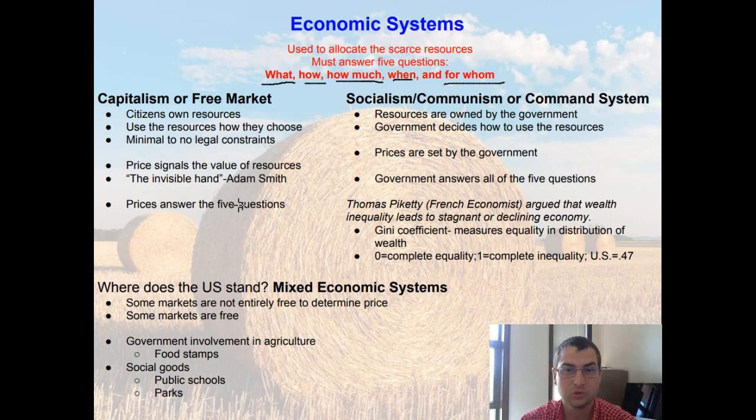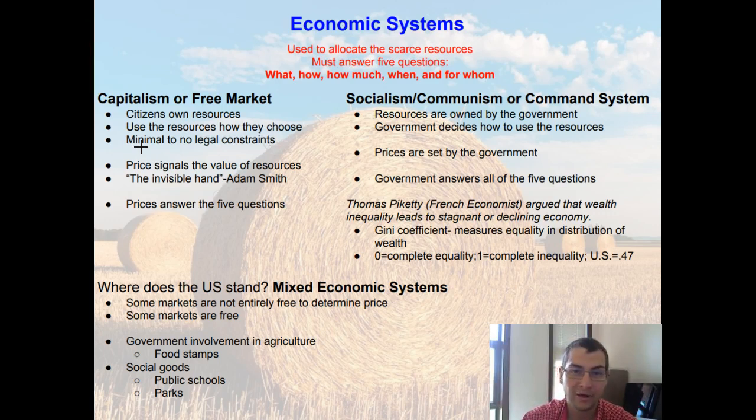Now we're going to talk about 2 different economic systems that are on opposite ends of the spectrum. The first one that we're going to talk about is known as capitalism, also known as a free market or a price determination market. Under capitalism, the citizens own their own resources. They use the resources how they choose to use them, and there are often minimal to no legal constraints. So under capitalism, you own your own resources, you get to decide how to use those resources, and there are really no legal restraints as to how you use them.